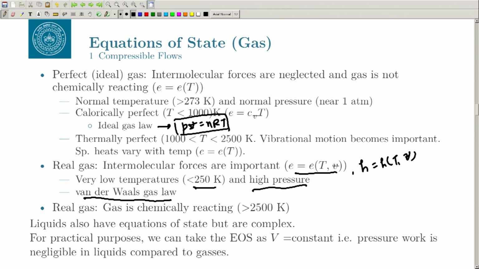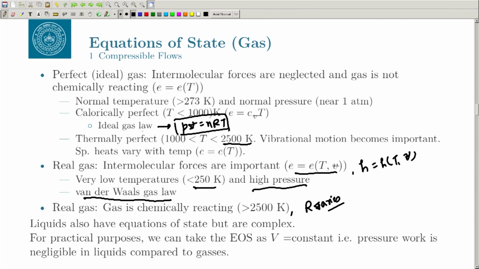What happens when your gas is chemically reacting? That means if your temperature is more than 2500 Kelvin, you will have continuous conversion from one gas to another gas. In those cases, the gas constant R that you have written here will vary, so it is not constant. Because of the continuous conversion from one gas to another, we cannot use the approximation of ideal gas law or even the thermally perfect gas. So you have to consider this as a chemically reacting gas. This is true for the gases.